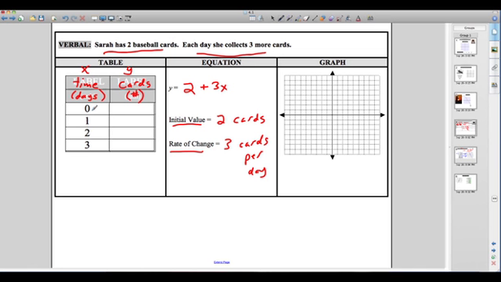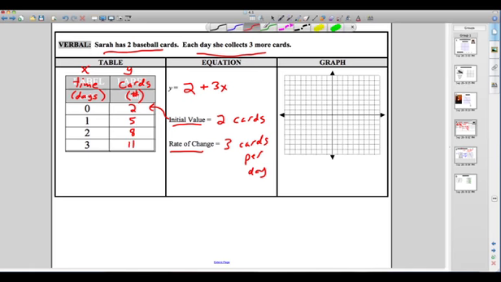At day 0, how many cards does Sarah have? She has 2 cards. Excellent, because she started with it. If you check it out, that's my initial value right there. On day 0, she has 2 cards. After 1 day, she gets 3 more cards, so she has a total of 5 cards. After 2 days, what happens? She gets 3 more cards, she's at 8. 3 days, 3 more cards, she's at 11.